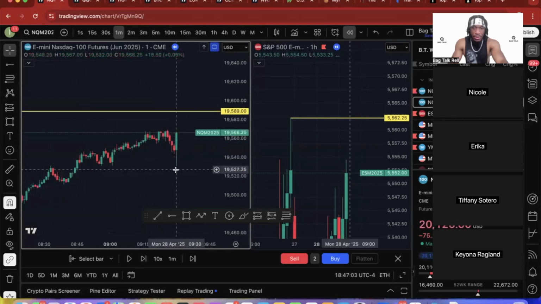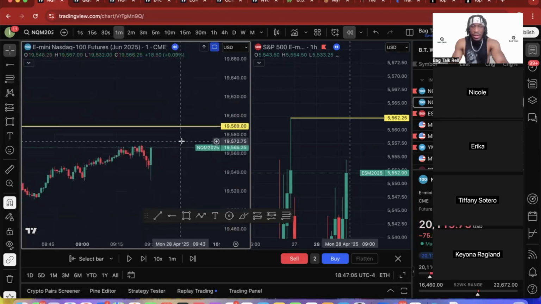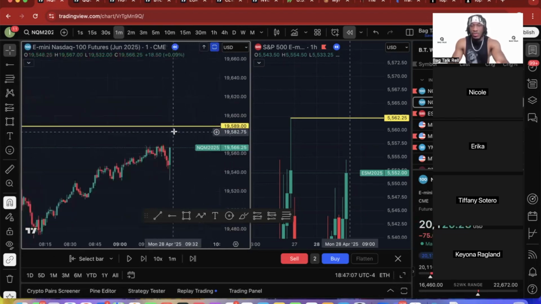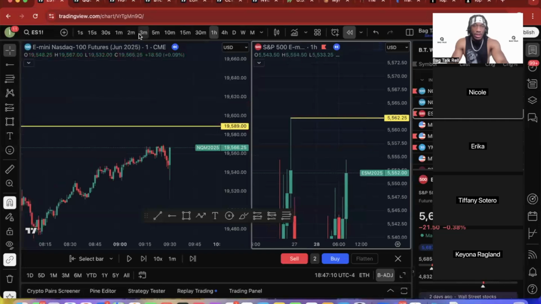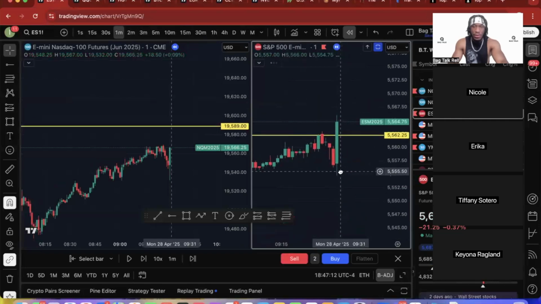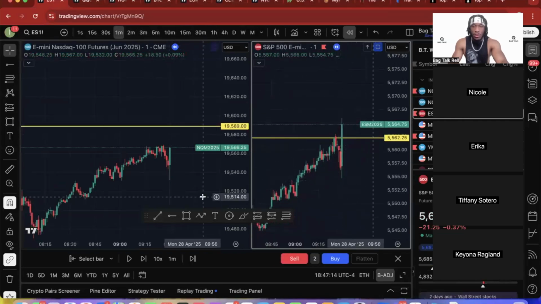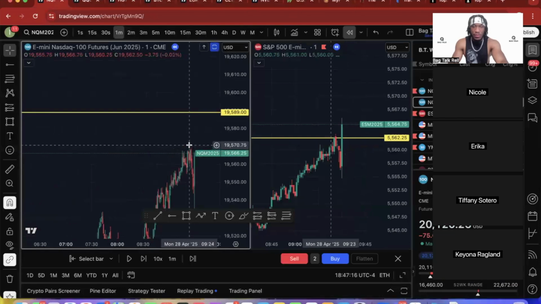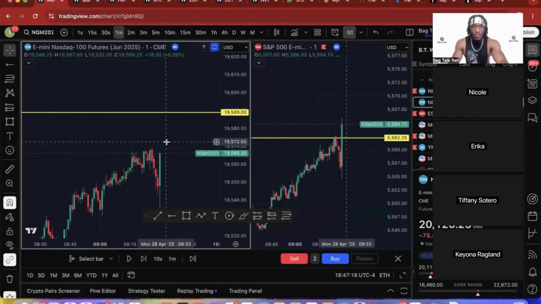All right, 9:30 comes in, strong push to the upside. I think we all know what's coming next, right? We want to run the yellow line. Let me pull up the 1 minute on ES as well. So what do you notice so far? Do y'all notice what ES did so far? ES ran the yellow line and NASDAQ didn't.